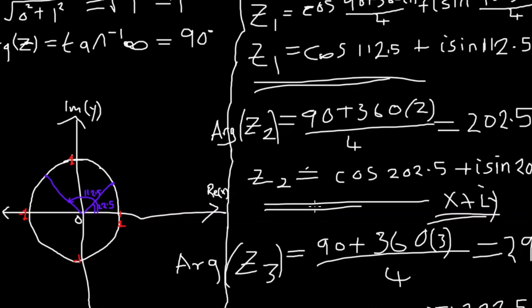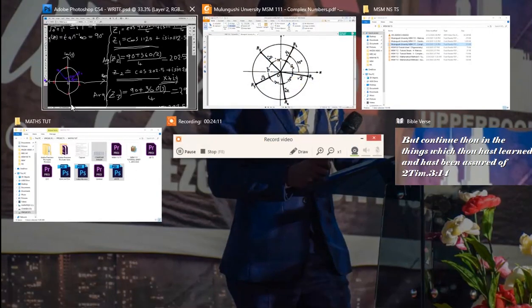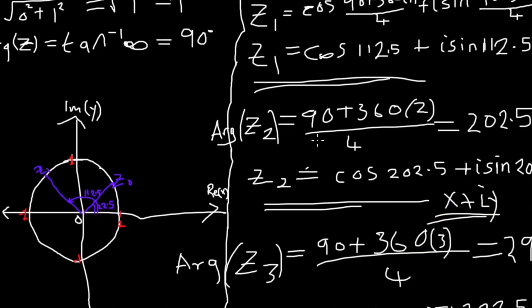Then you move on to Z. So this was my Z0. You have to name them. So this is Z1. Move on to Z2. So for Z2 the angle was 202.5. I'll approximate it to be somewhere like that.